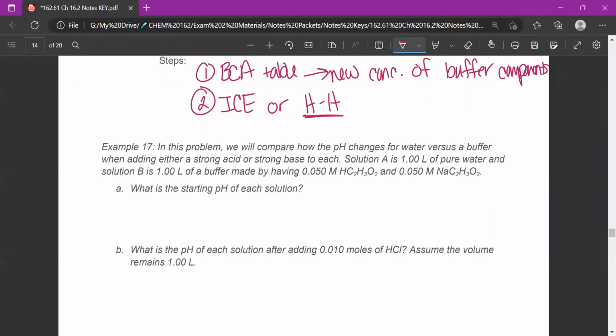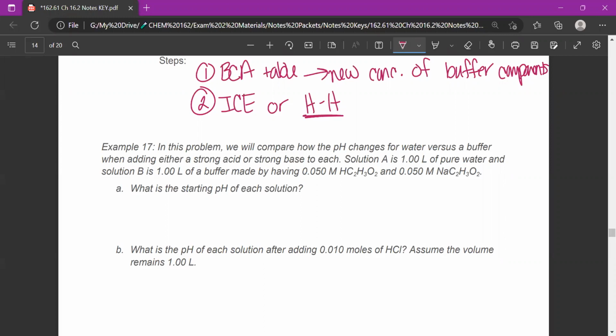Okay, so if I add a strong acid to water, it should drastically change the pH, make it way more acidic. If I add a strong acid to a buffer, the pH should not change much. Okay, so I've got 2 solutions here. It says, what is the starting pH of each solution? Well, let's look at these solutions. Solution A is 1 liter of pure water.